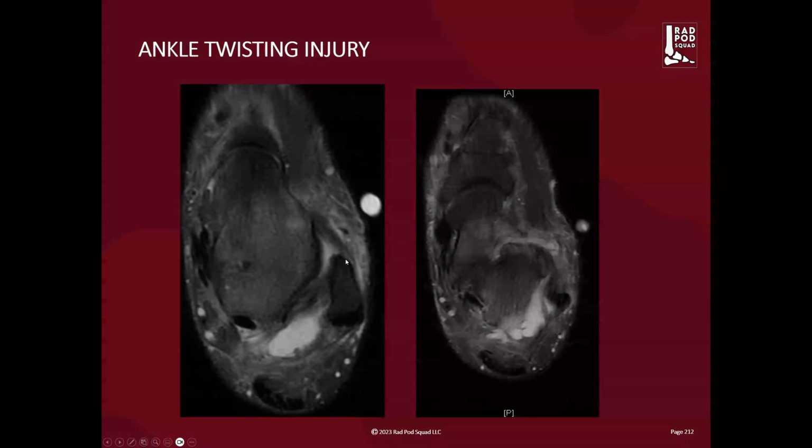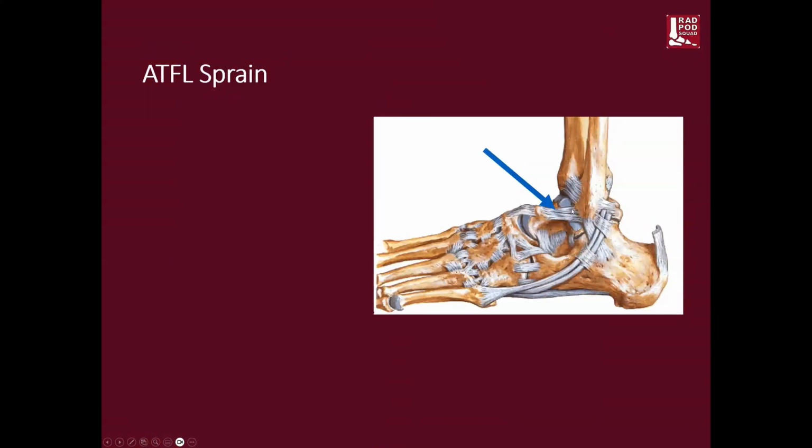This is the more superior bundle. This is the more inferior bundle. And we can see the sprain. The sprain is denoted by the thickening, the interstitial edema, and the slight laxity. What we're looking at is the superior bundle. So we know that the ATFL has actually two bundles, a superior bundle and an inferior bundle that actually joins forces with the calcaneofibular ligament through arcuate fibers.